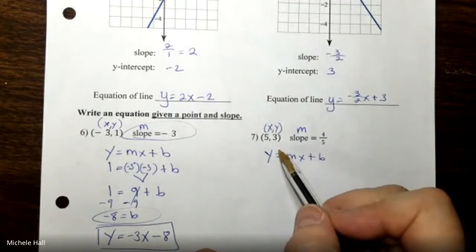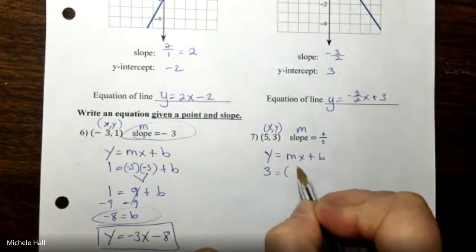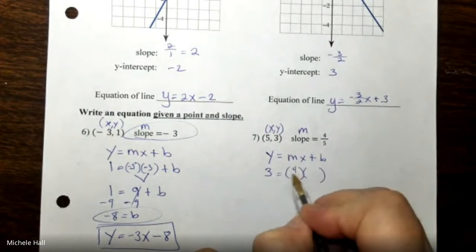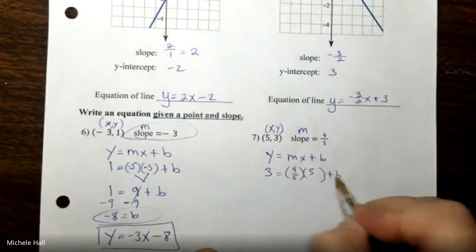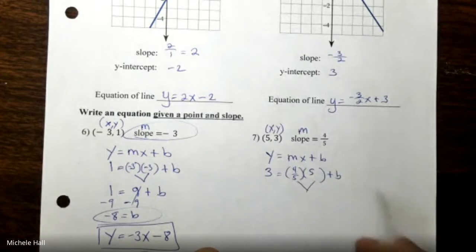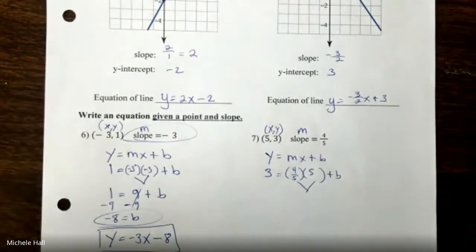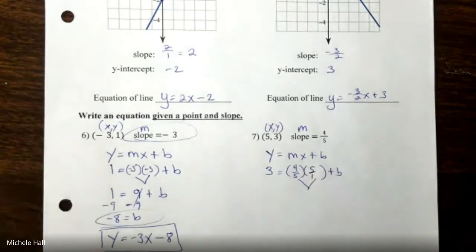This time we see on example 7 that y is 3. And then we have our slope times x. Our slope is 4/5 and x is 5. And we have plus b. We need to start by multiplying 4/5 times 5. Do you remember how to multiply fractions? We're going to create a fraction with the 5 by putting it over 1.